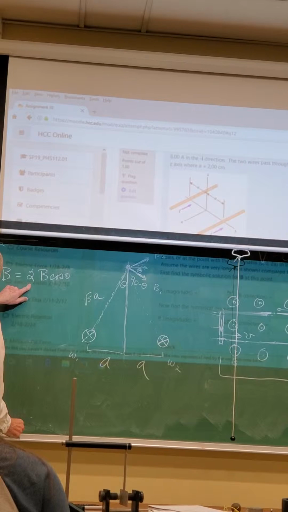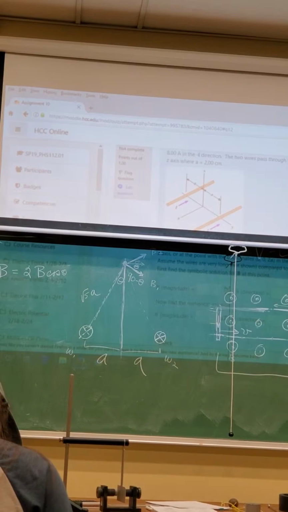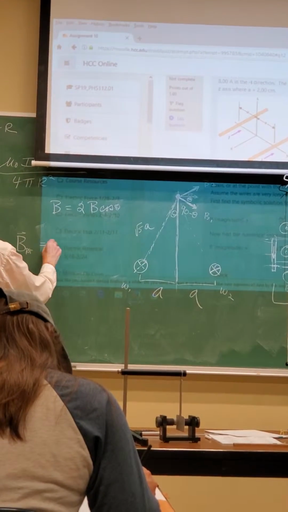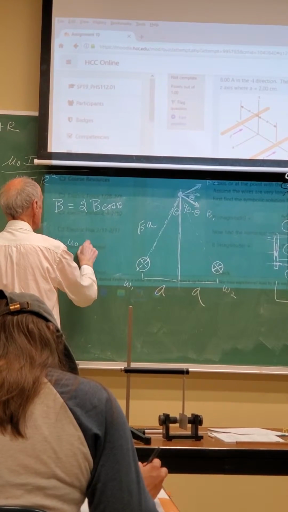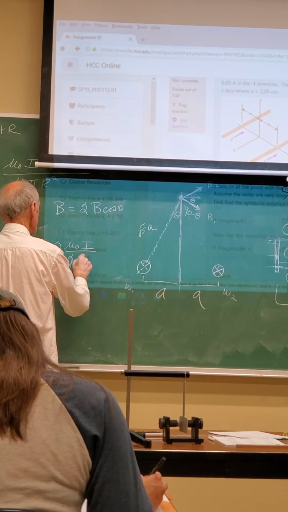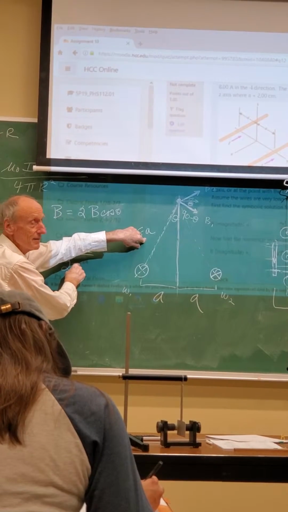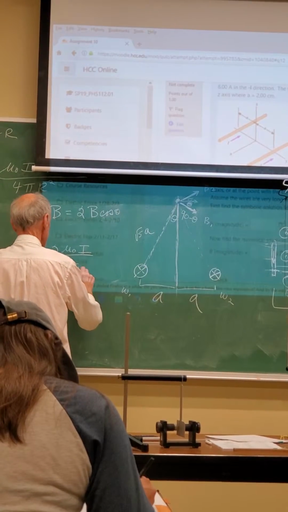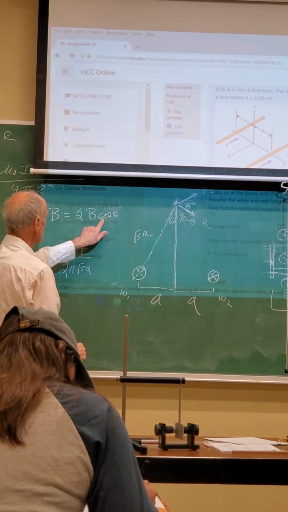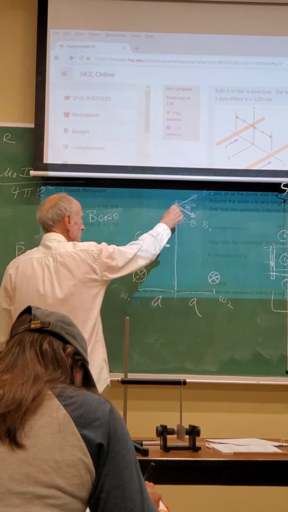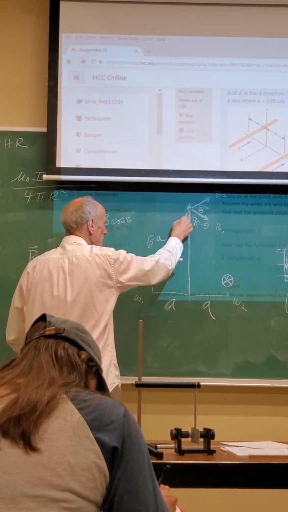And so the B total is 2 times either one of these B's, and that's going to be what? Mu naught I over 2 pi a, or r. a, which is that distance. So square root of 5a times the cosine of theta, which is adjacent over hypotenuse.